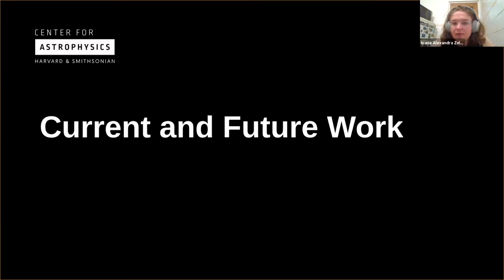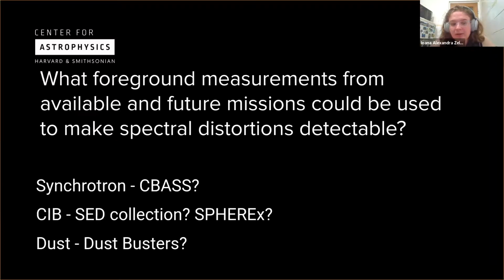So in current and future work, we would like to see what foreground measurements are available from future missions that could be used to make spectral distortions detectable. There's hope that we could be using the C-BASS dataset to get at the synchrotron, or create an SED collection using SPHEREx, or make a dedicated dust mission using dust busters.